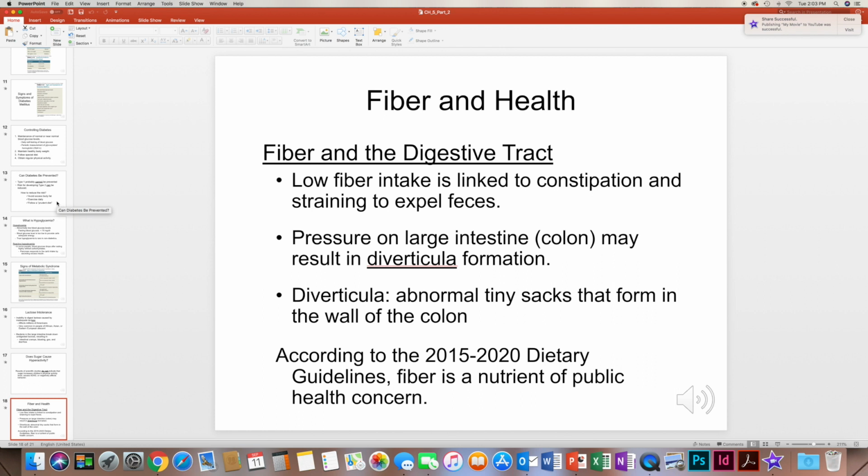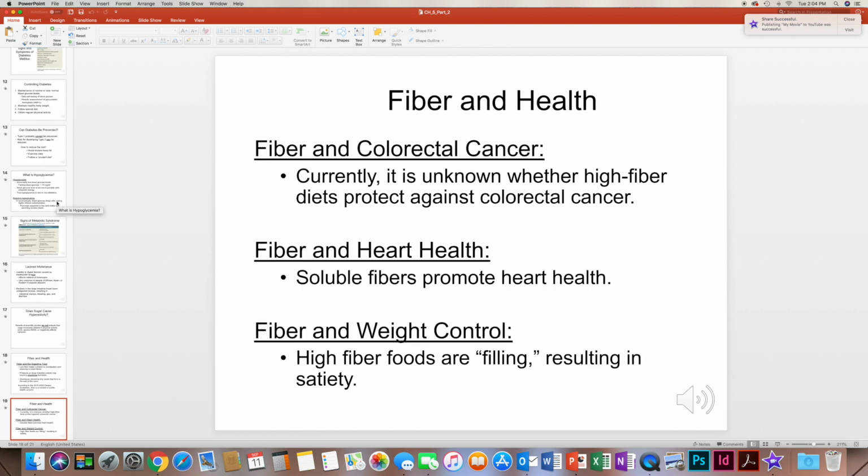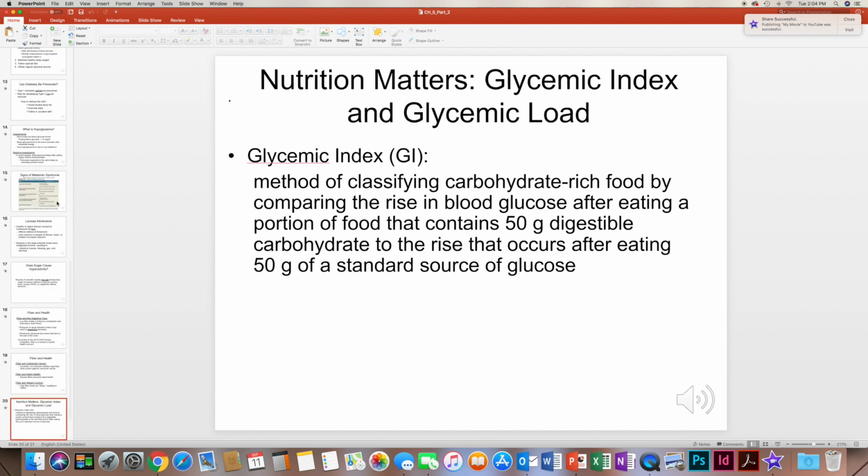The fiber that we eat really does protect our digestive tract, prevents diverticulitis, and keeps our colon healthy as well. So fiber is very important for digestive tract health and overall health. You can prevent colorectal cancer and heart disease, and it helps with weight control. So you want to make sure that you're eating enough fiber. Just remember, if you add fiber to the diet, add it slowly and gradually so the body gets used to it, and drink plenty of water with the added fiber.